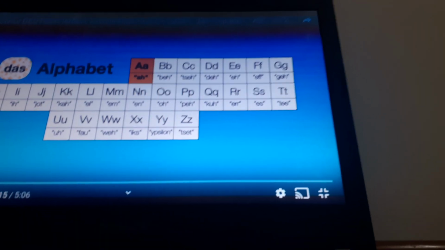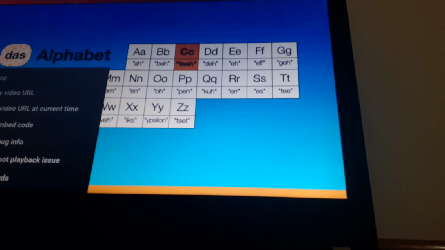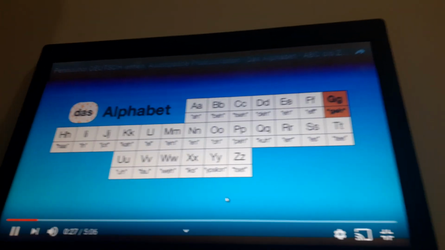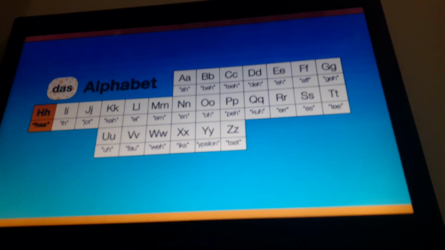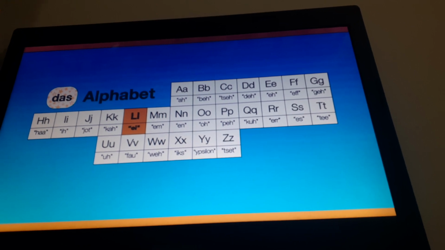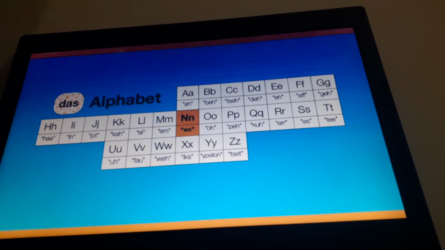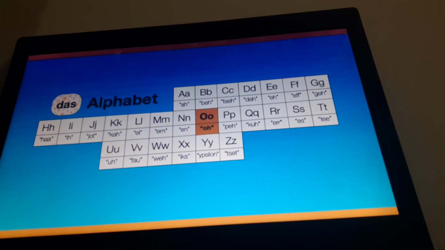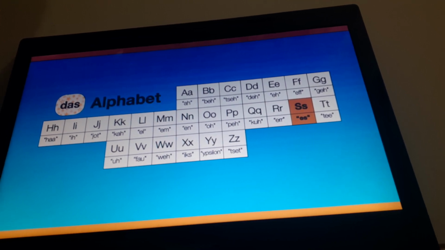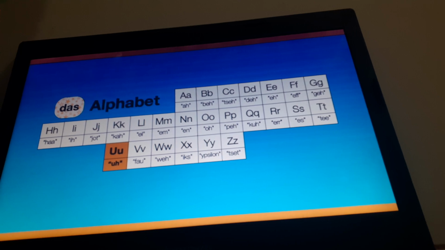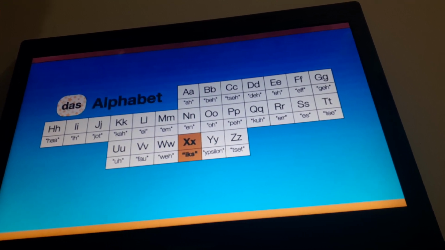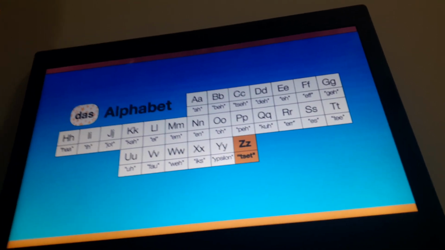A, B, C, D, E, F, G, H, I, J, K, L, M, N, O, P, Q, R, S, T, U, V, X, Y, Z.